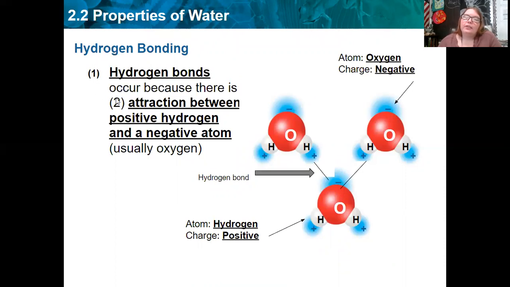So again, don't really bother with these numbers. That's if we're using the guided notes, but we're not doing that right now. So these little bonds right here, these are hydrogen bonds. So water tends to bond to itself. That's going to be super important in a minute.